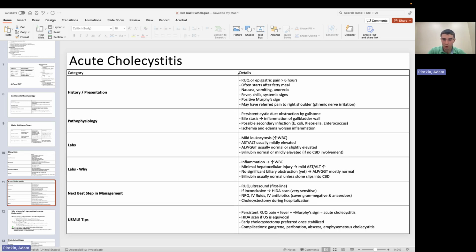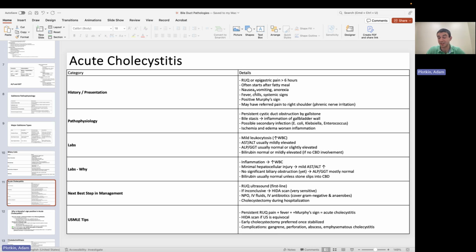All right, acute cholecystitis, right? So this was our case. So history, we usually see right upper quadrant or even epigastric pain, because sometimes it can radiate to the epigastrium. And this is going to be for longer than 6 hours. It often starts after a fatty meal. We usually see some sort of nausea, vomiting, anorexia. And again, in this sense, anorexia doesn't mean the patient's super skinny. In this sense, anorexia means the patient doesn't want to eat.